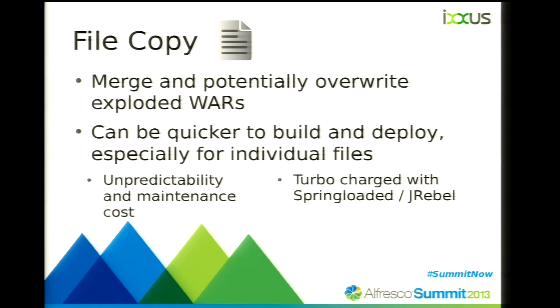Our other deployment method is copying files, so that's exploding a Tomcat WAR, overwriting files in it, and restarting Tomcat. So this can be potentially quite dangerous. It's actually quite useful when you're running a development environment on your local machine because you're a lot quicker. You don't have to wait for that compile and deployment cycle. And we can make that even quicker if we use something like spring-loaded. So at Ixxus, we've just introduced a spring-loaded integration with Maven, so that when we compile our files in our Maven POMs, it is automatically updated in the developer's local Alfresco instance. Rebel also offers the ability to do that as well for a cost.